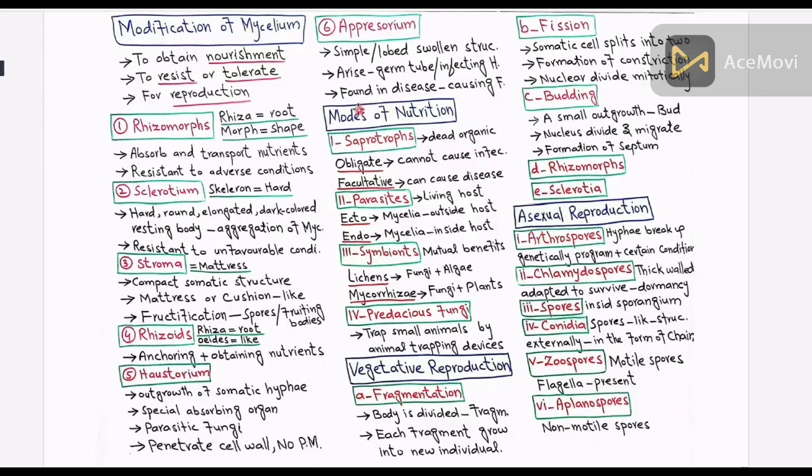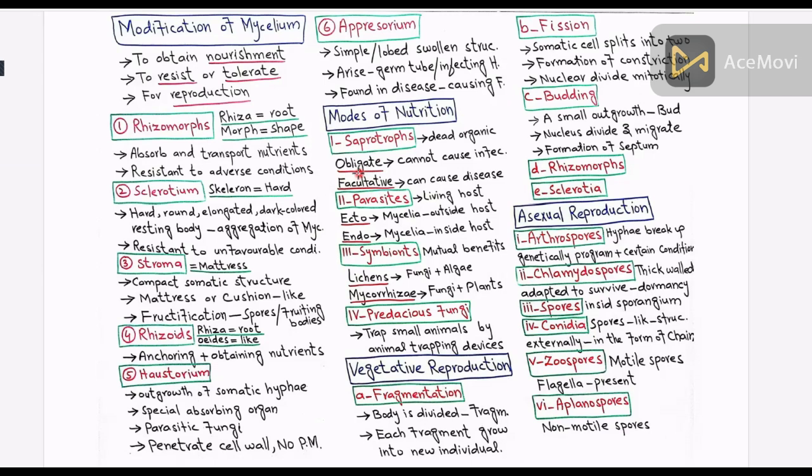So our next topic is mode of fungal nutrition. The first one is the saprotrophs. Saprotrophs are fungi that live on dead organic matter. These are found on rotten fruits, vegetables, moist wood, and leaves. There are two types of saprophytic fungi. The first one is the obligate saprobe, and the second one is the facultative saprobe.